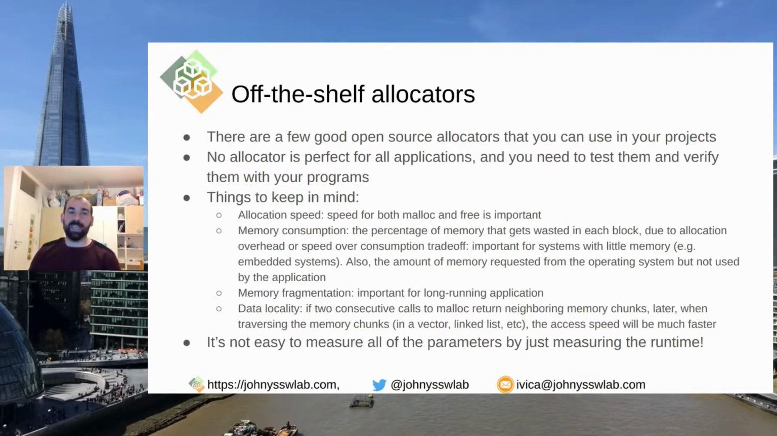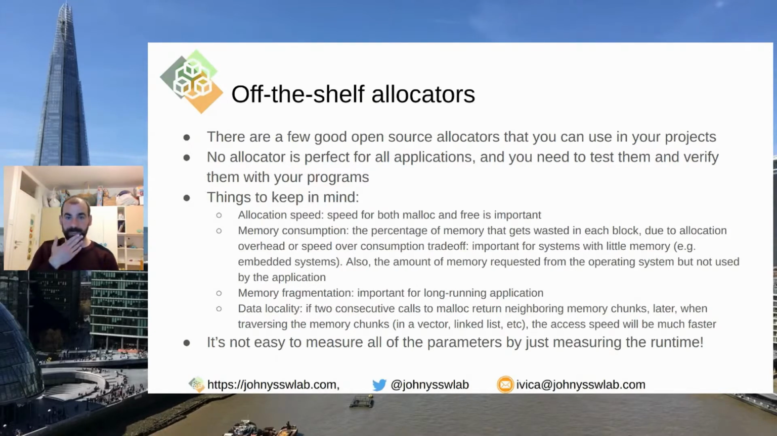Okay. Now, next talk is about off-the-shelf allocators. There are a few good open source allocators that you can use in your projects, and there are also some closed source ones. About system allocators, off-the-shelf allocators that come as libraries, there is no perfect one for all applications. You need to test them extensively with your programs to verify whether they fix your issues. There are some things to keep in mind.